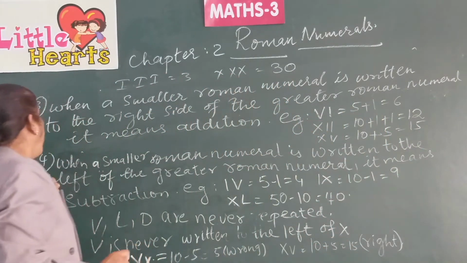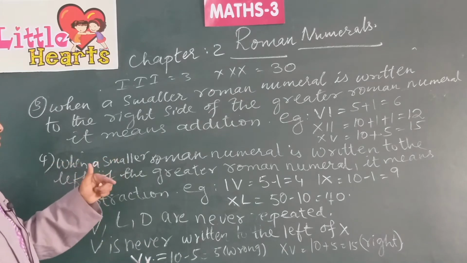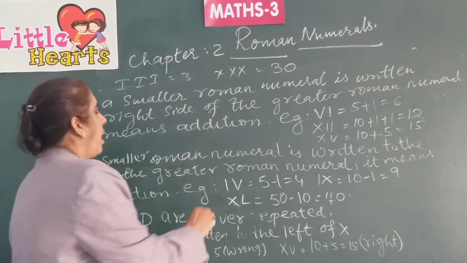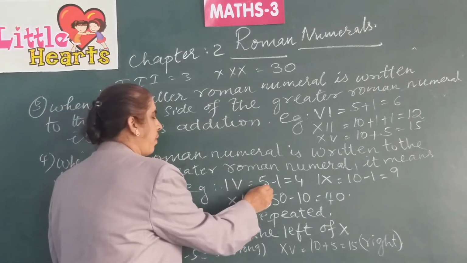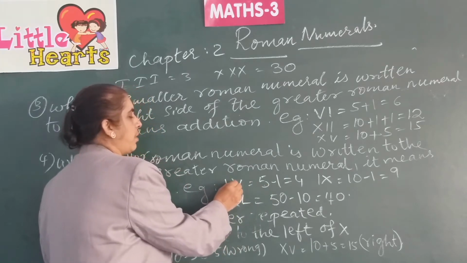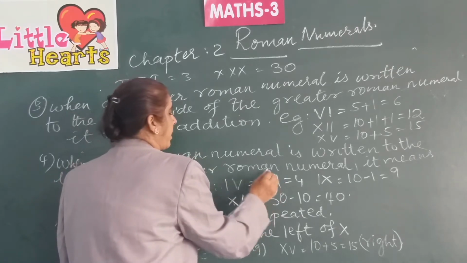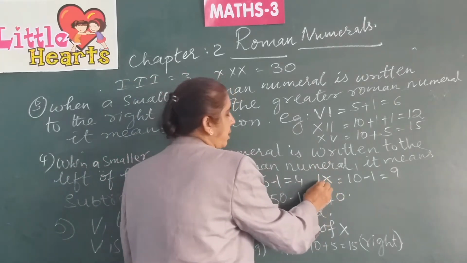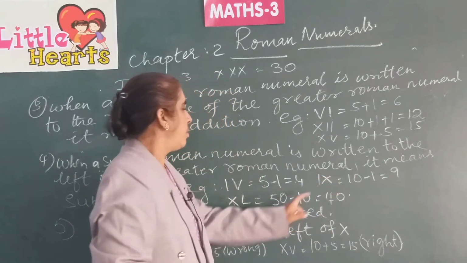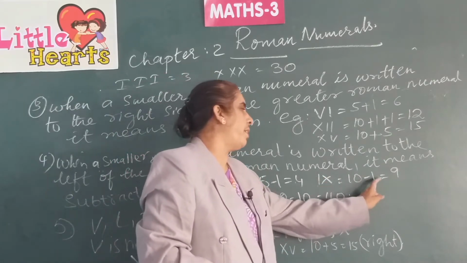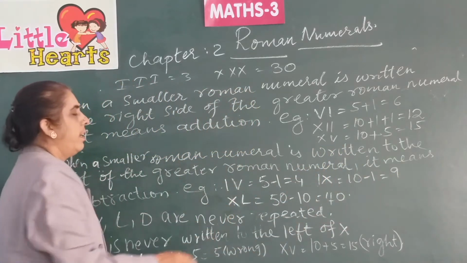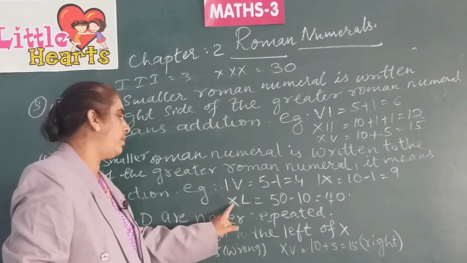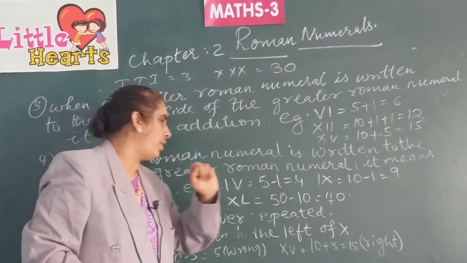And rule 4. When a smaller Roman numeral is written to the left of the greater Roman numeral, it means subtraction. IV. V is greater, that is 5, and 1 is written to the left of this Roman numeral V, so it should be subtracted. 5 minus 1 is equal to 4. IX. I is written to the left of the greater Roman numeral 10, so 1 should be subtracted from this. 10 minus 1 equals 9. XL. X is 10, L is 50. X is to the left of the greater Roman numeral 50, so 50 minus 10 equals 40.